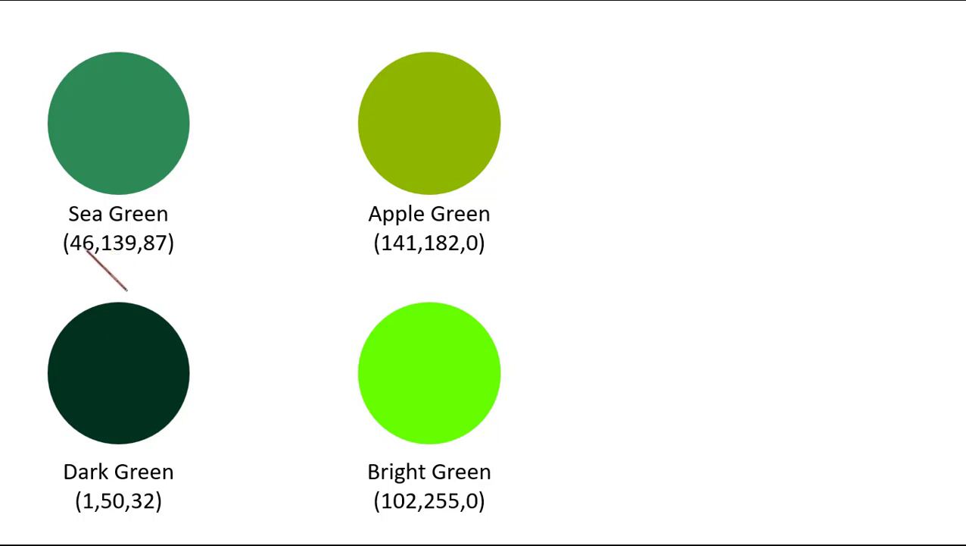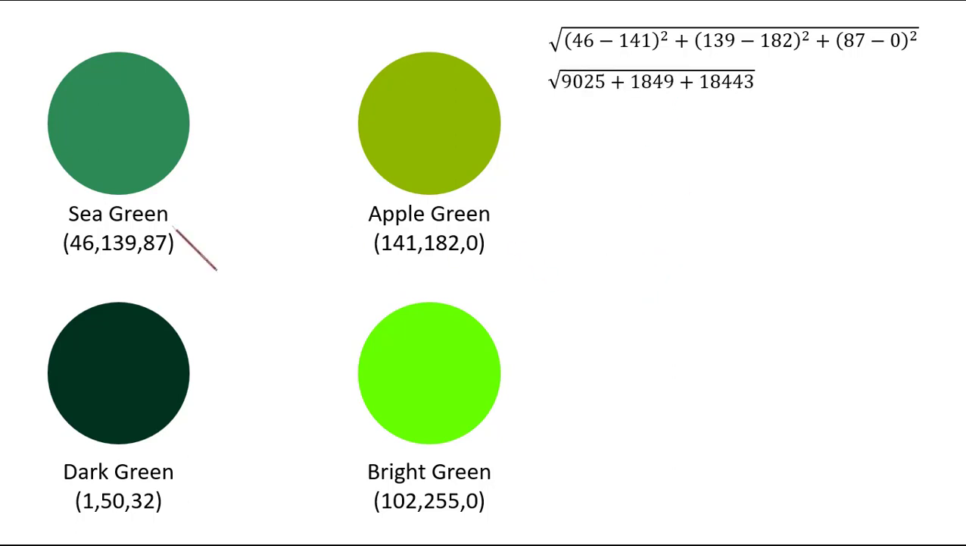Now you can consider this to be x1, y1, z1, this to be x2, y2, z2, and you can use the same distance formula that we saw on the previous slide and substitute in the numbers. So 46 minus 141 the whole square, 139 minus 182 the whole square, 87 minus 0 the whole square, which we get this. And then on further simplifying and approximating it, we come to know that the distance between these two colors is 136.